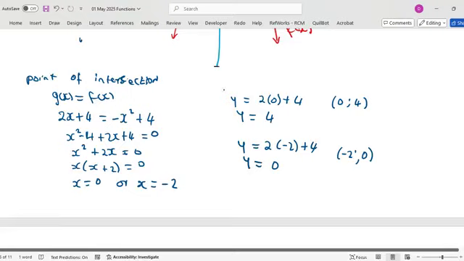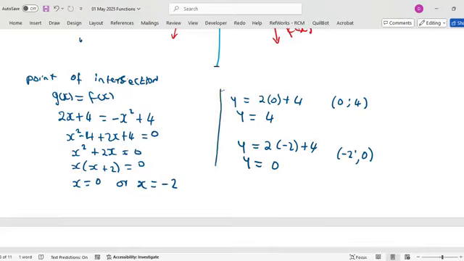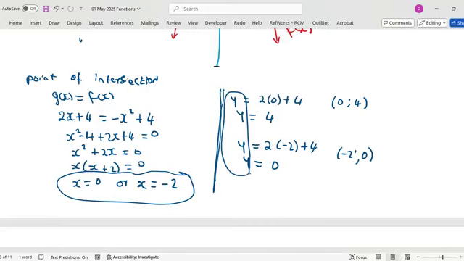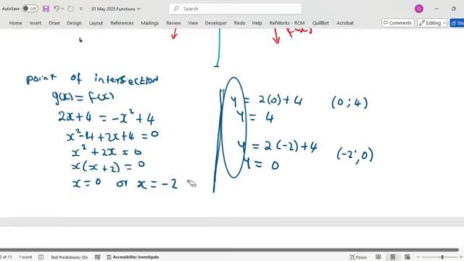I get it. Yes, on these 2 points, just to cover someone else, what I did on these 2 points, I substituted the x values so that I can get what? I can get the y values. Okay, I hope I make sense.